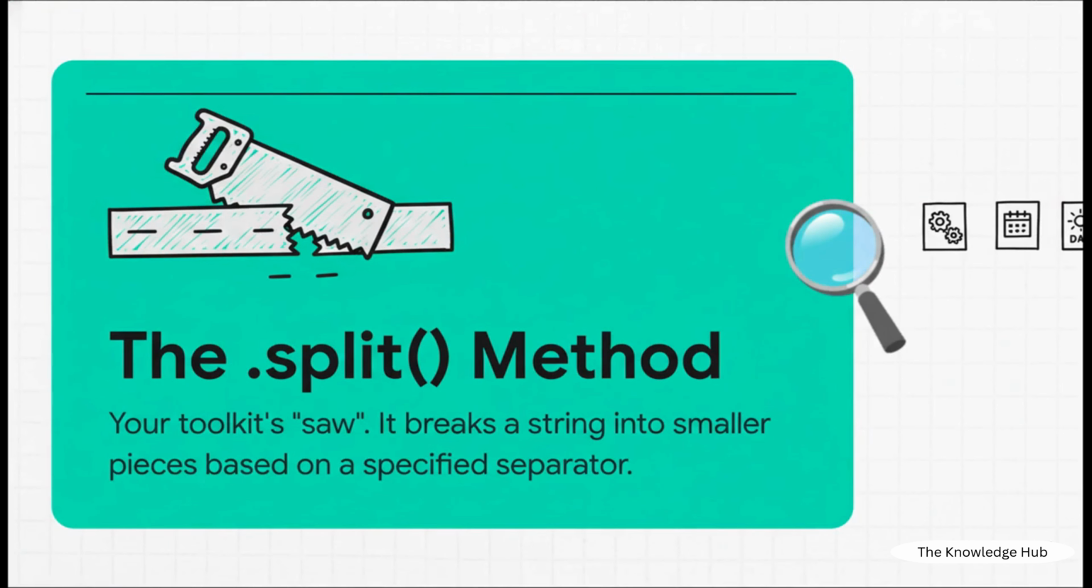Okay, so what if your data is all crammed into one string? Well, that's where .split comes in. It's your precision saw. If you have a date like 2025-12-28, you can just tell split to use the hyphen as its cutting point, and bam, it hands you back 3 separate pieces: the year, the month, and the day.